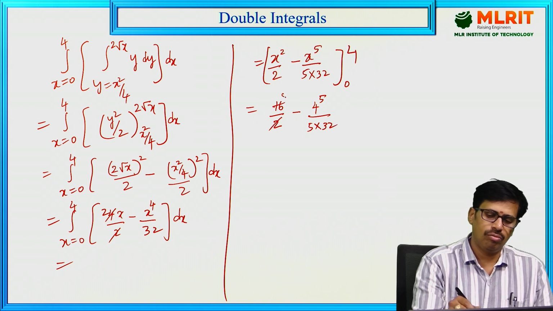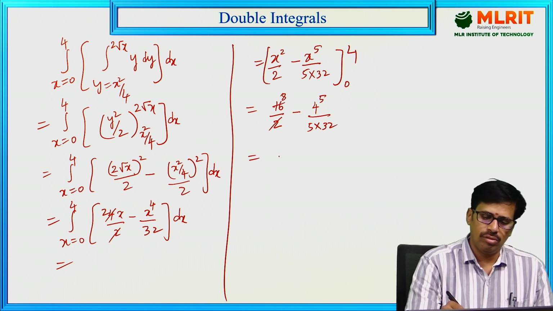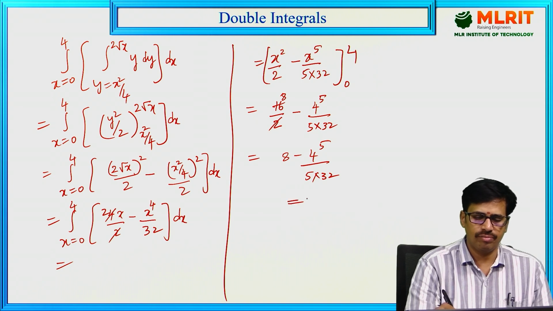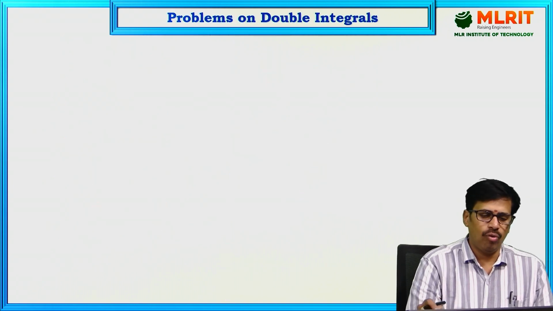So this is 4 power 5 by 5 into 32. You can simplify this, right? Now let us see one more problem.